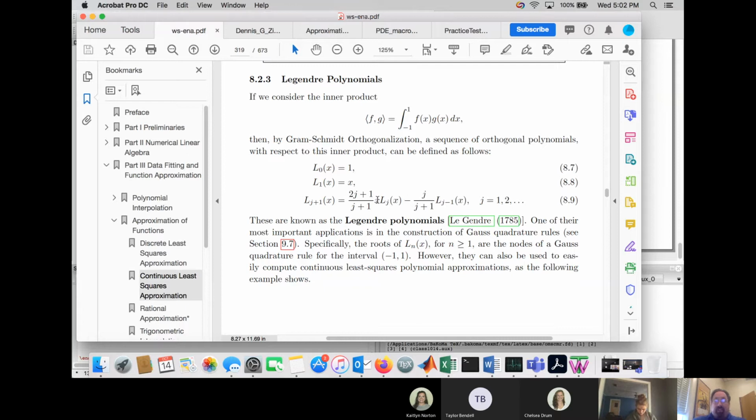We will see Legendre polynomials later when we talk about Gauss quadrature, because the roots of these orthogonal polynomials give the abscissas, or the nodes, for Gauss quadrature. So that'll be a topic for next chapter. So this is one of the best known families of orthogonal polynomials.